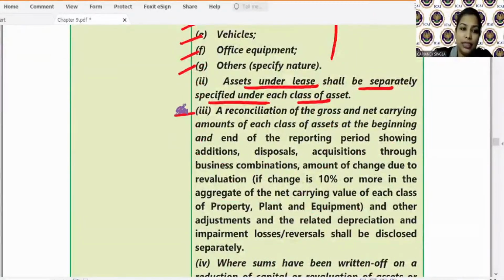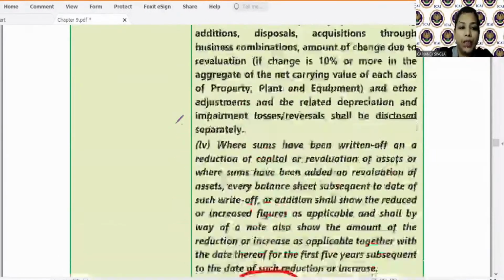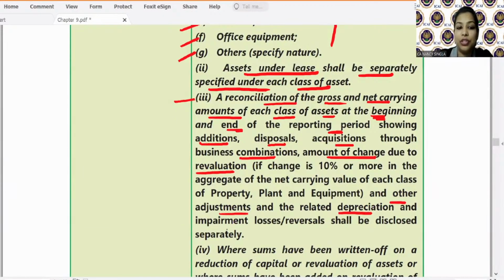ये वाला point, this is basically related to this only, but there is one additional point. It says a reconciliation of gross and net carrying amounts of each class of assets at the beginning and at the end of the reporting period, showing the additions, disposal, acquisition through business combinations, amount of change due to revaluation, and other adjustments and related depreciation, impairment shall be disclosed separately. ये तो अभी आपने पढ़ा ना, उसका बस tabular representation we have seen. Further it says कि revaluation का कब दिखाएंगे?